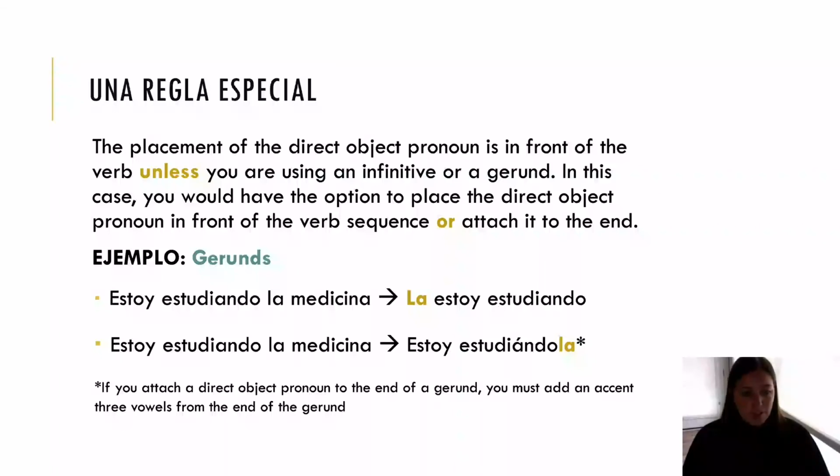But keep in mind, if you attach a direct object pronoun to the end of a gerund, you must add an accent three vowels from the end of that gerund. So if you can see the cursor on my screen, if we have the end of the gerund here with our direct object pronoun at the end, we have 1, 2, 3 vowels from the end. Our accent goes on this A.